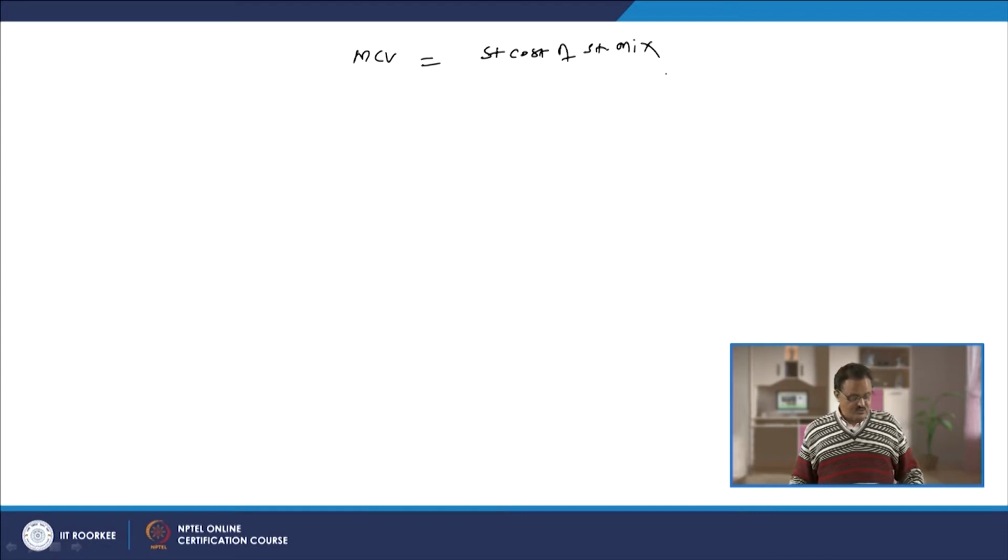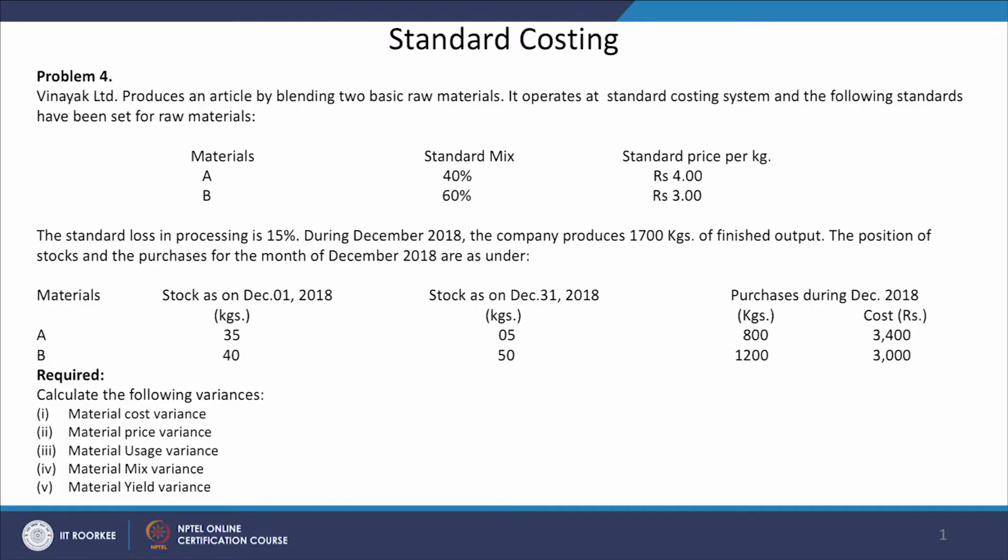So we have to calculate first the standard cost. It is not given to us because we have to address the issue of adjusting the wastages. Here we are given the input in the ratio of 40 to 60%. So the first question is, what is the absolute amount of the input, which is not given to us? We are given only the ratio. If it is 40% of A and 60% of B, what is the total quantity of that input?